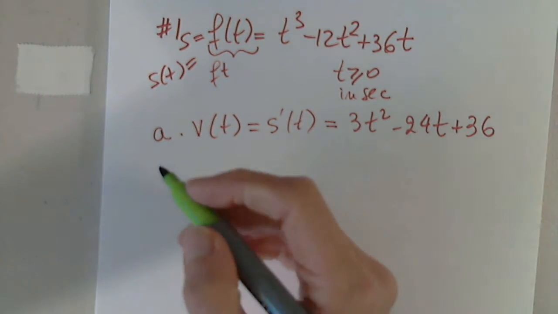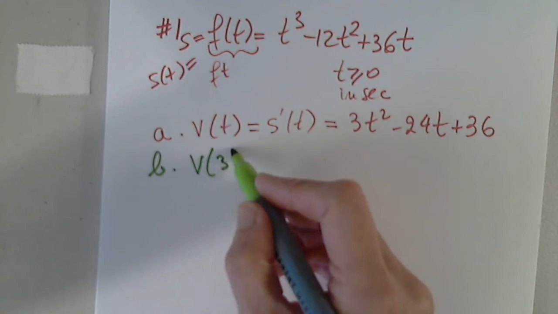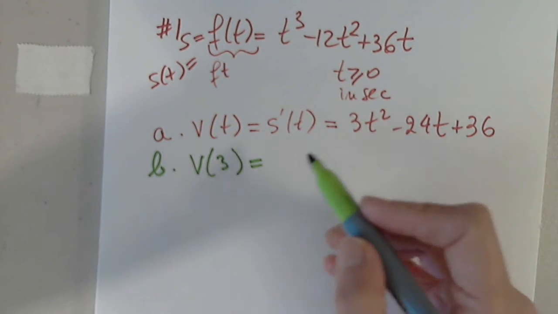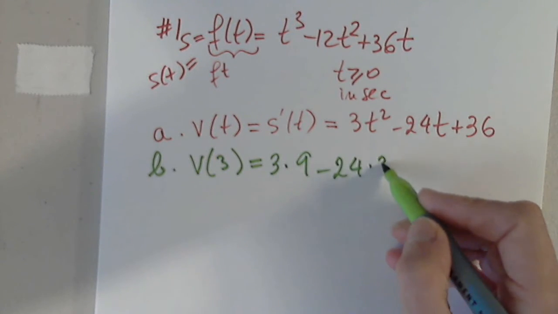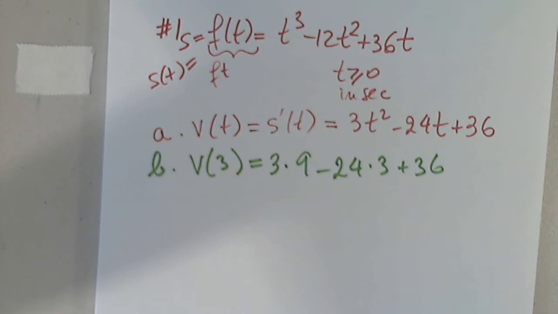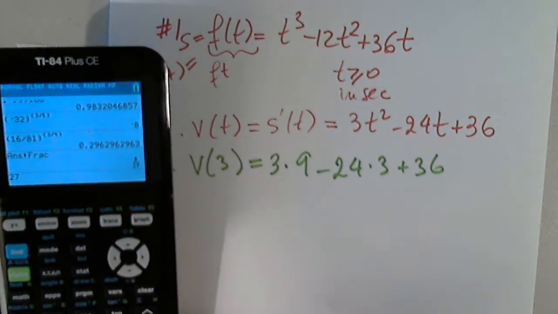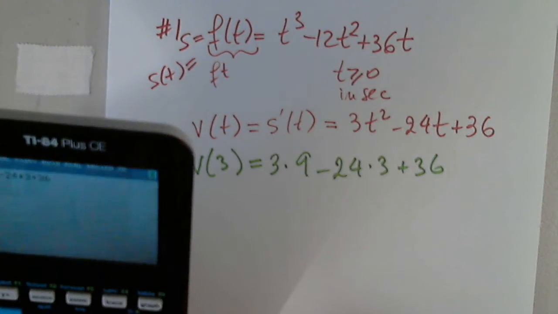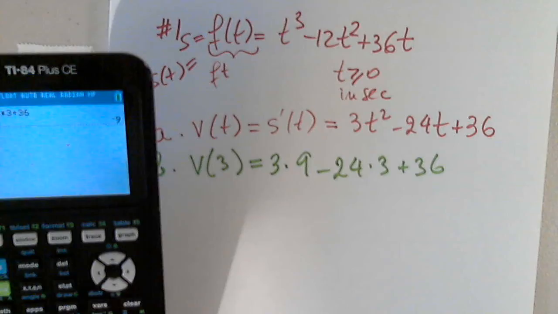So part B. Find the velocity after 3 seconds. That's not a problem. All I have to do is plug in 3. And I have 3 multiplied by 9 minus 24 multiplied by 3 and plus 36. Since I'm lazy, I'm going to use a calculator. So I have 27 minus 24 times 3 and plus 36. Let me see if I have that correctly. Yes, perfect. And I got negative 9.